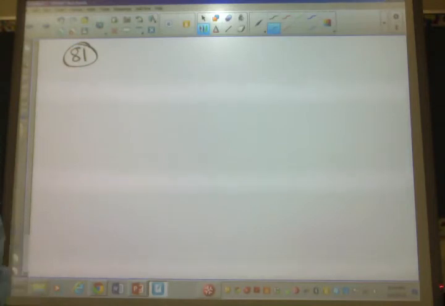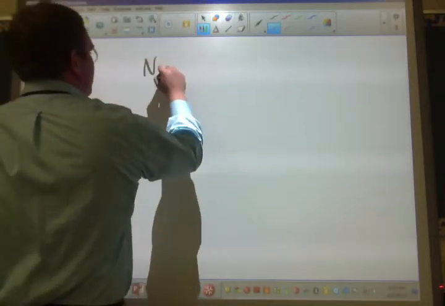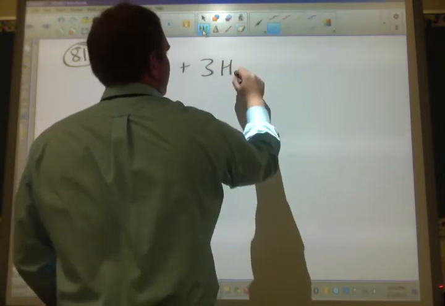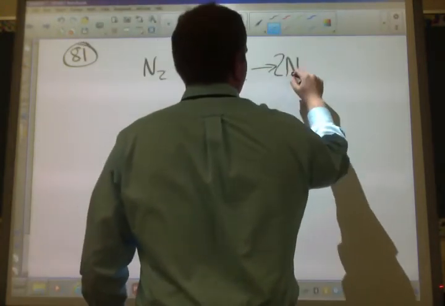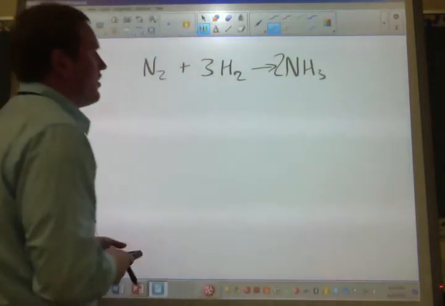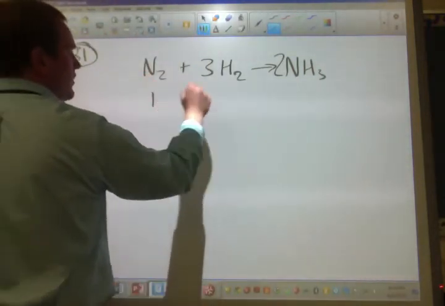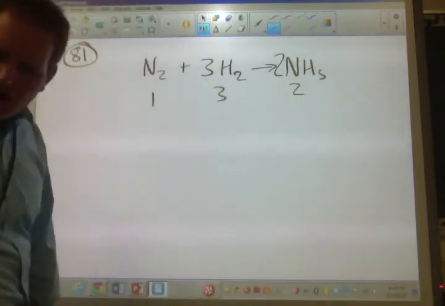Number 81. How many grams of N2 are required to react with 100 grams of H2 according to the following reaction? Okay, so let's see what kind of problem we have here. It's just a regular stoichiometry problem. N2 plus 3H2 yields 2NH3. So my mole ratio is 1 to 3 to 2.